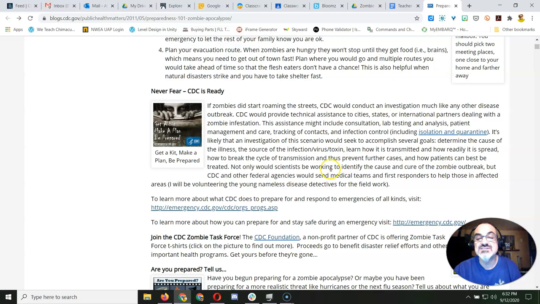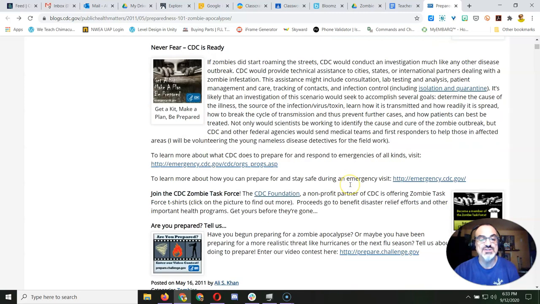Not only would scientists be working to identify the cause and cure of the zombie outbreak, but CDC and other federal agencies would send medical teams and first responders to help those in affected areas. I will be volunteering the young nameless disease detectives for the fieldwork.